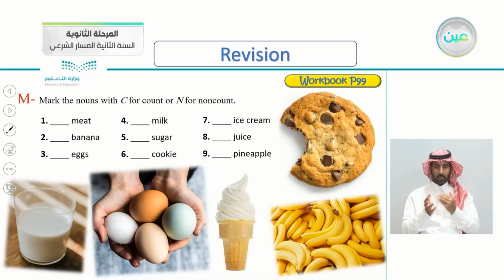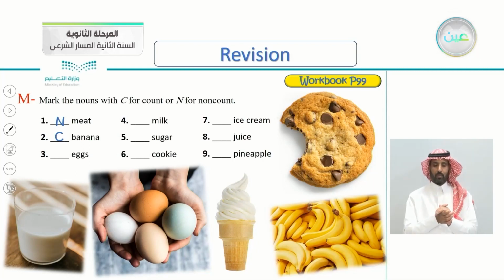So let's begin with number one, meat. Is it count or non-count? Is it C or N? Yes, it's non-count. You can't say meats. So it's non-count. Number two, banana. This is an easy one, of course. Banana, of course, it's countable. You say one banana, two bananas, three bananas, and so on.